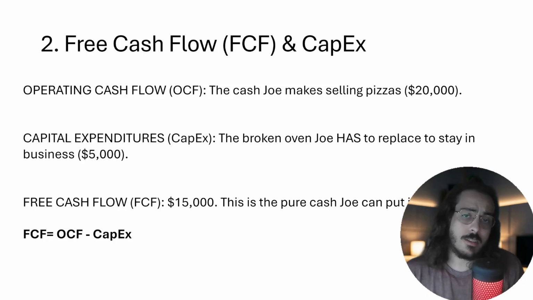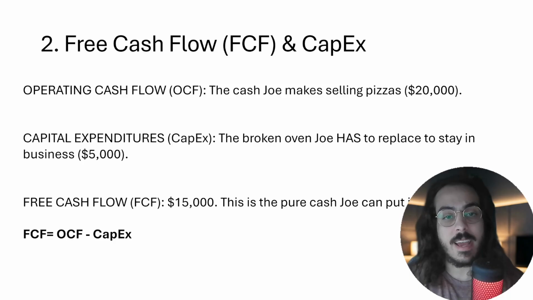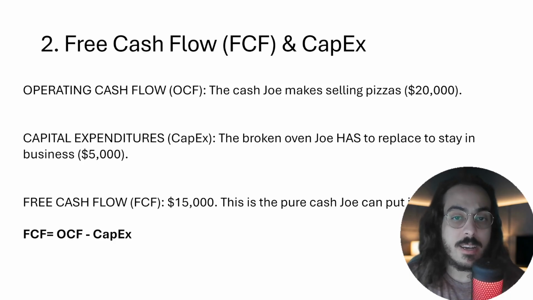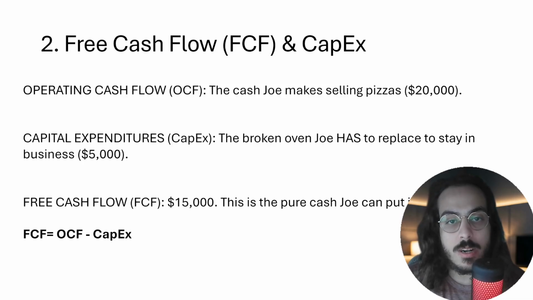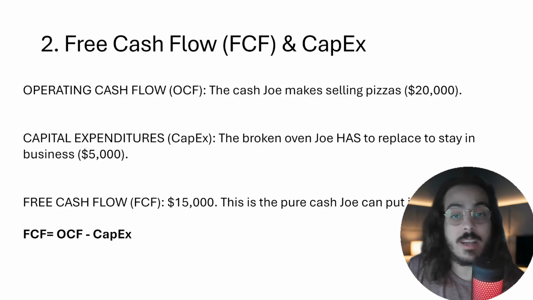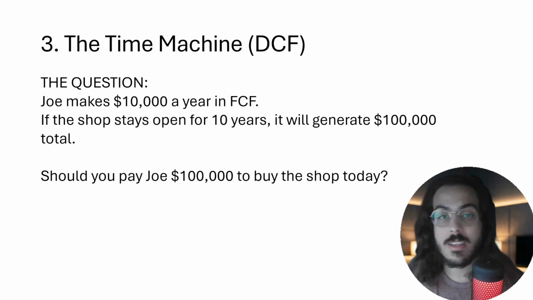So when we take his 20k cash flow and subtract his 5k CapEx, we're left with $15,000 in free cash flow. This is the holy grail of investing. It is the pure, unadulterated cash that Joe can put in his pocket, pay out as a dividend, or use to buy a second shop, let's say.